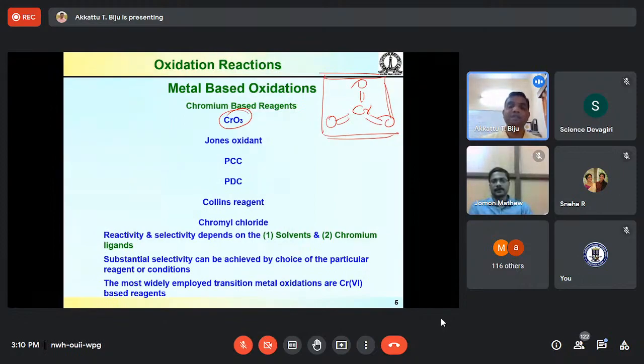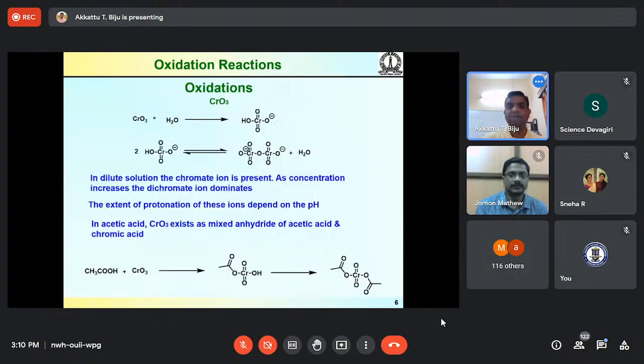and there are different types of chromium-based oxidation reactions. One is called Jones oxidation. The second is pyridinium chlorochromate, pyridinium dichromate, Collins reagent, and in rare cases chromyl chloride people use. And the reactivity and the selectivity depend upon the reagent employed and also the conditions employed. So in general, this is an oxidation reaction. The chromium is in the 6 oxidation state.